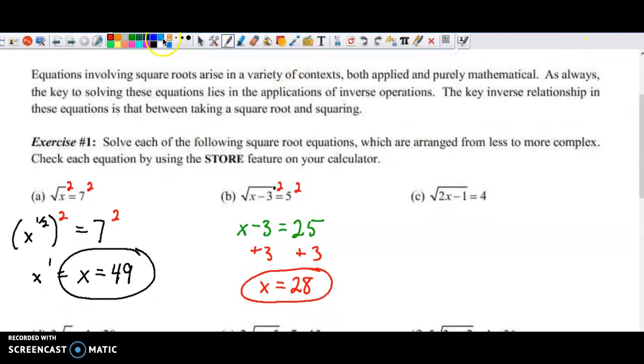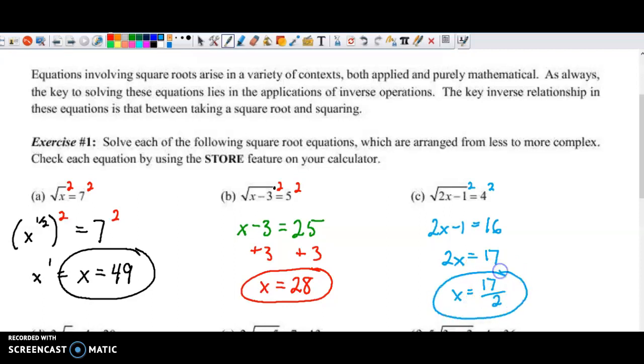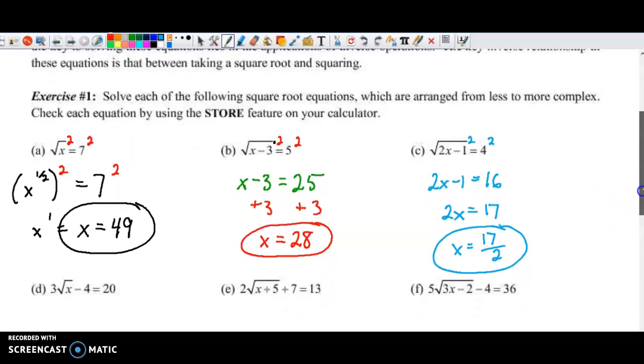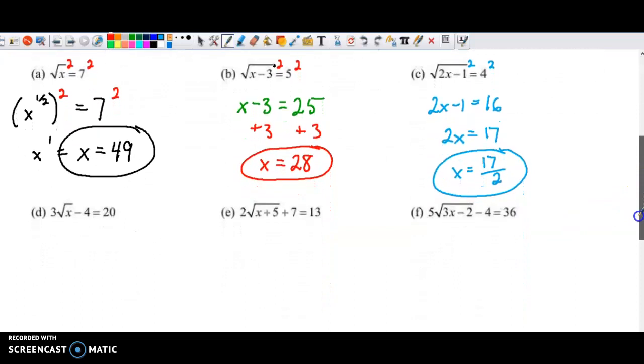And then same thing goes for that last one over there. You start by squaring both sides, so you're left now with 2x minus 1 is equal to 16. Add the 1 over, and I like to leave my answer as 17 halves. I'd be fine if somebody changed it to 8.5, but 17 halves is a good enough answer.